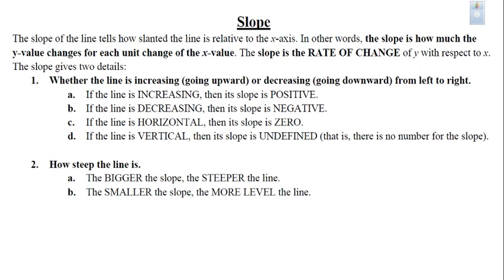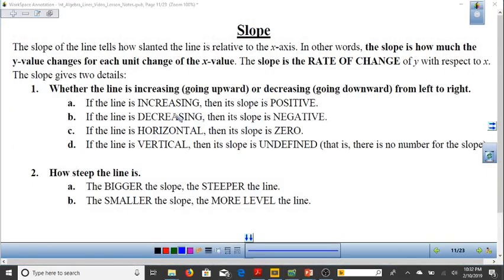Another part of the summary here, just to remember that when a line is increasing, its slope is positive. When it's decreasing, the slope is negative. And we talk about increasing and decreasing going from left to right. And horizontal lines have a slope of 0, and vertical lines do not have a slope. The slope is undefined. The steeper the line gets, the bigger the slope, positive or negative, and the less steep the line is, the more leveled off it is, so to speak.